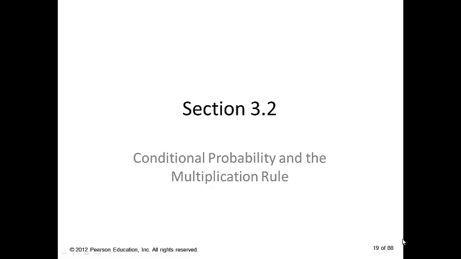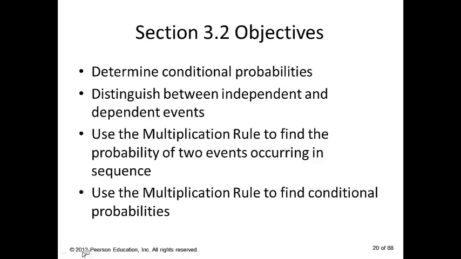Okay, so now we're in chapter 3.2 and it's on conditional probability and the multiplication rule. Our objectives: we're going to determine conditional probabilities, distinguish between independent and dependent events, use the multiplication rule to find the probability of two events occurring in sequence, and use the multiplication rule to find conditional probabilities.